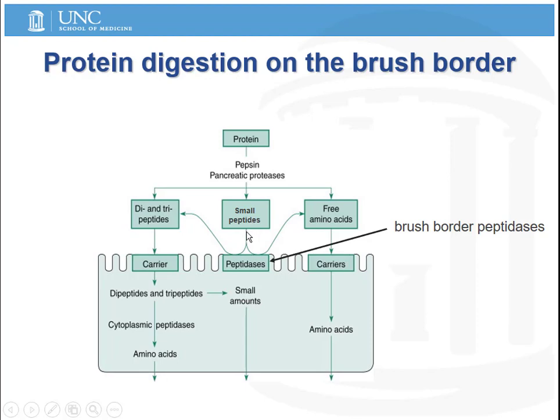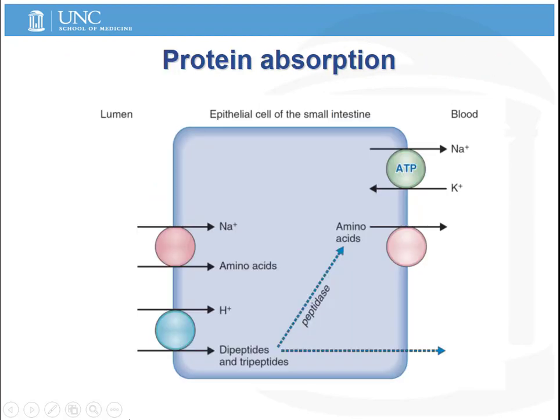And the final products are these di and tripeptides and free amino acids, both of which can be absorbed by the enterocyte. So as we saw, amino acids as well as di and tripeptides can all be absorbed from the lumen by the enterocyte using a carrier-mediated process. So free amino acids are transported across the luminal membrane by a sodium amino acid cotransporter, and this is a secondary active transport process like we've seen many times before, and it's of course driven by the sodium gradient that's maintained by this basolateral sodium-potassium ATPase.